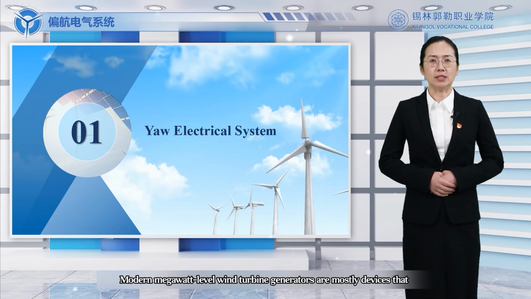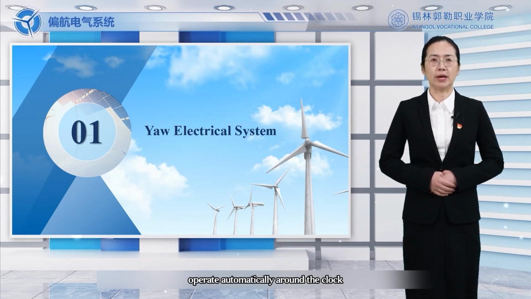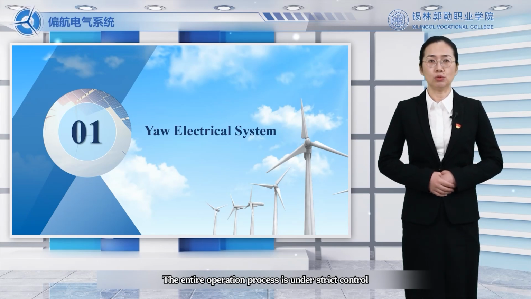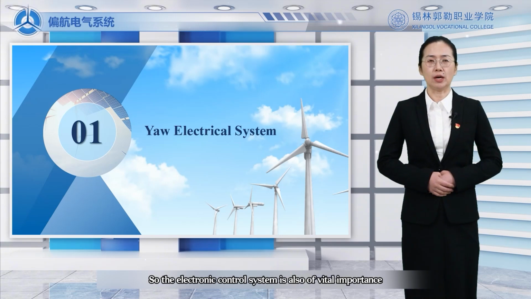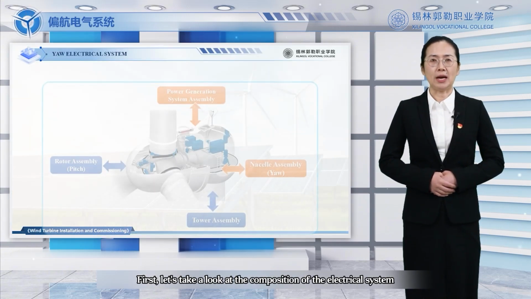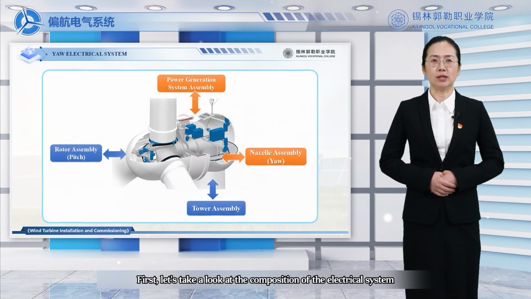Modern megawatt-level wind turbine generators are mostly devices that operate automatically around the clock. The entire operation process is under strict control, so the electronic control system is also of vital importance. First, let's take a look at the composition of the electrical system.